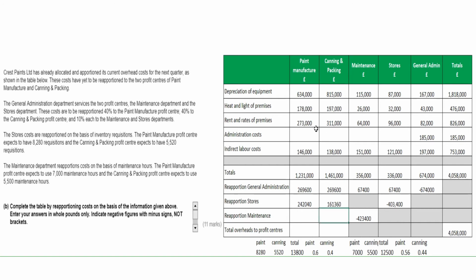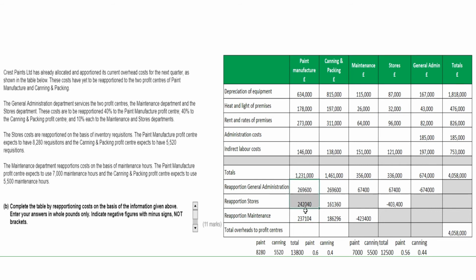And that's what we're going to be timesing the maintenance by. We've got the number, so it's 423,400 times by 0.56 or 56%. Okay, and we're supposed to do 0.44 times by 423,400. Okay, and we end up with 186,296. Right, so now all we need to do is the final thing, the total.